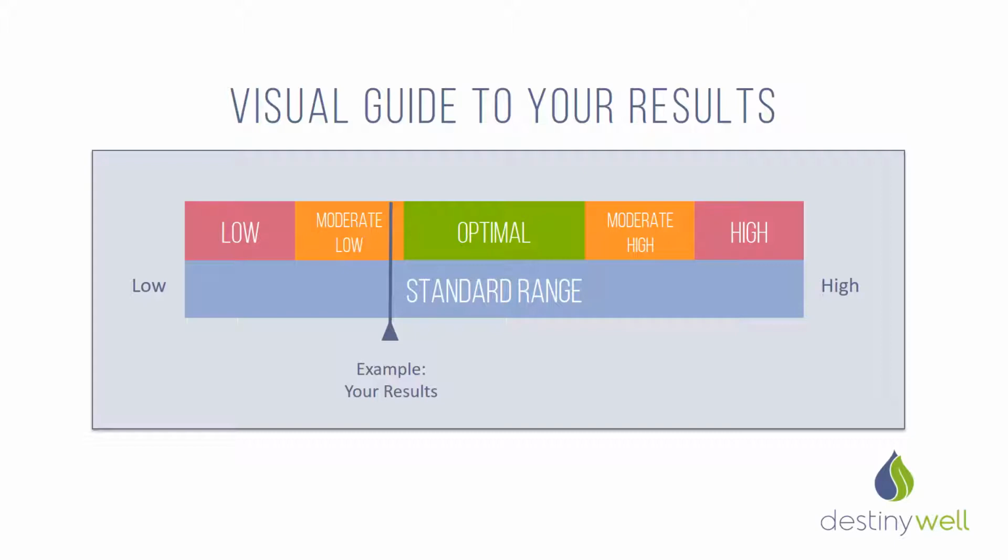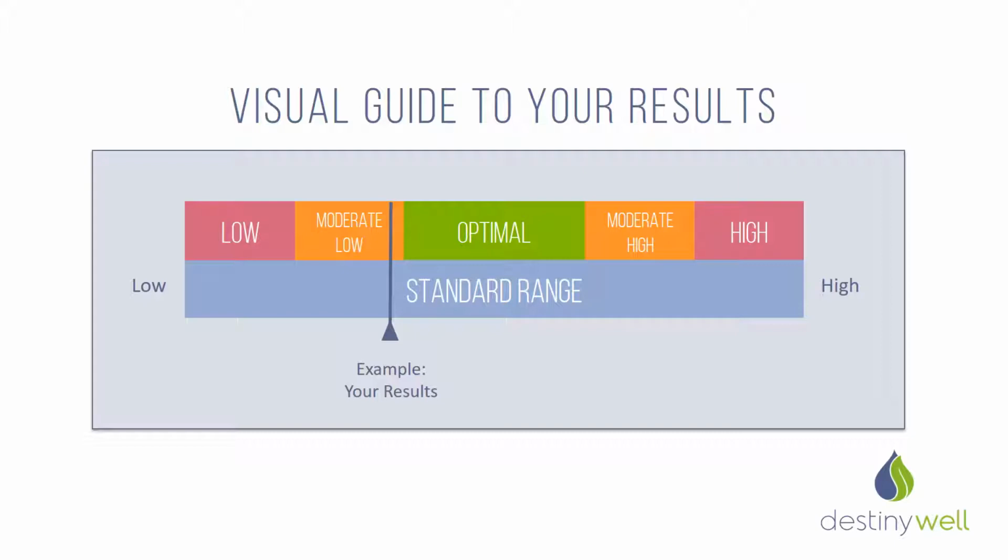Similarly, for glucose, if you have a lab high blood sugar of over 126 on 2 occasions, then you meet the formal diagnosis criteria for diabetes. That's needed to make a medical diagnosis. But at Destiny Well, we think that there can be a lot more nuance.